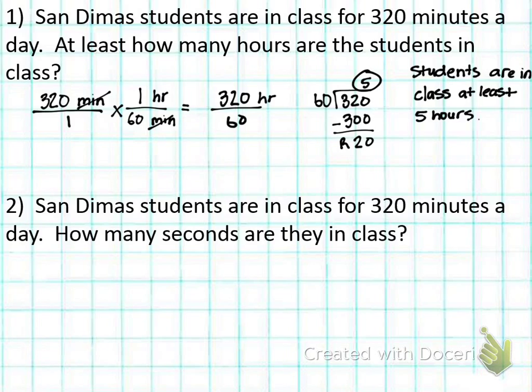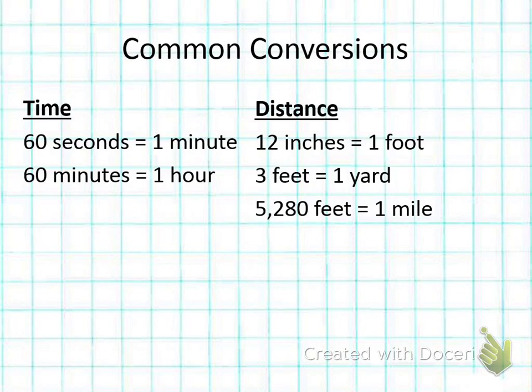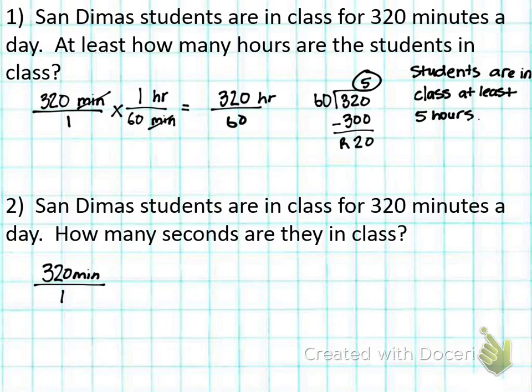How many seconds are they in class? Okay, this one's a little different. I'm going to still start off with 320 minutes and make it a fraction. But this time I want to know how many seconds there are. So on my conversion factors, I notice there are 60 seconds to 1 minute. You see that? So I'm going to go back here and multiply this with a new fraction.